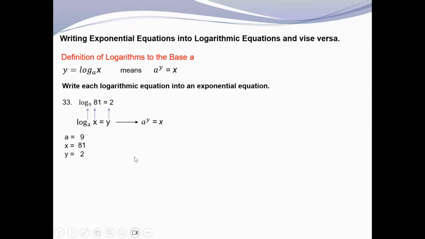Now I'm going to write it in exponential form, right? So my a is 9, my y is 2, and my x is 81. That's your result.